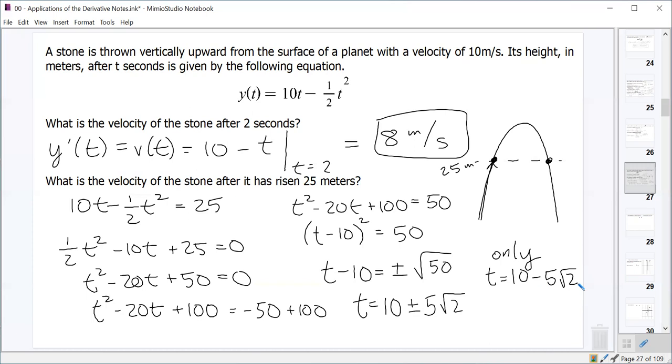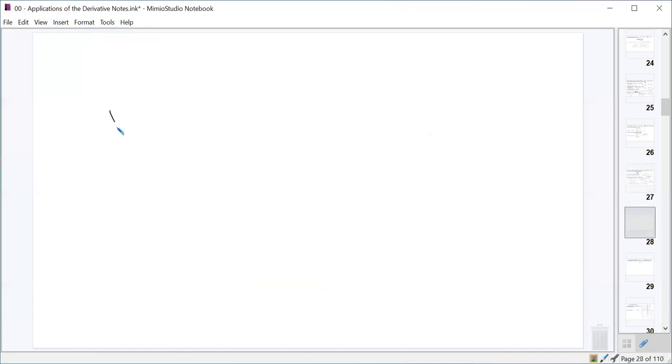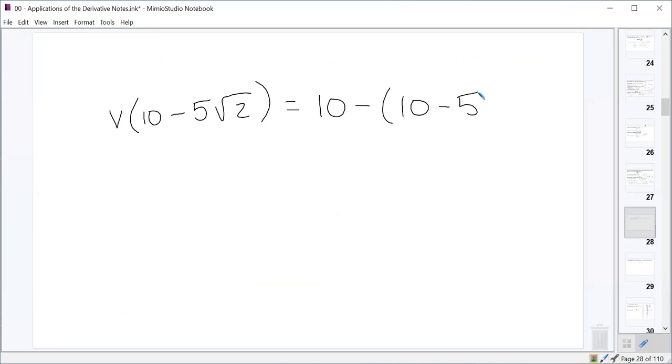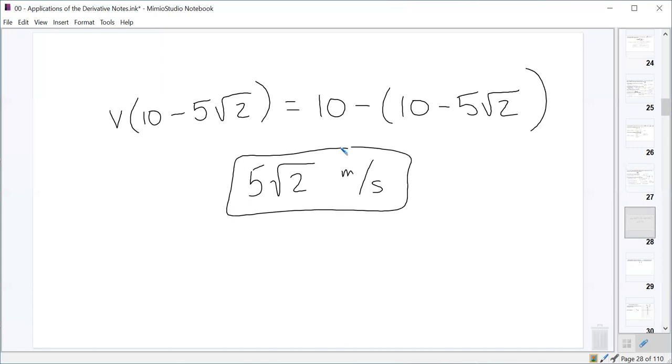So in order to find the actual answer, the velocity of the stone, we need to then find v of 10 minus 5 root 2. Which ought to be, since v of t was 10 minus t, 10 minus the quantity 10 minus 5 root 2. And if we do 10 minus 10, that's 0, and minus a negative 5 root 2, it's just 5 root 2 meters per second.